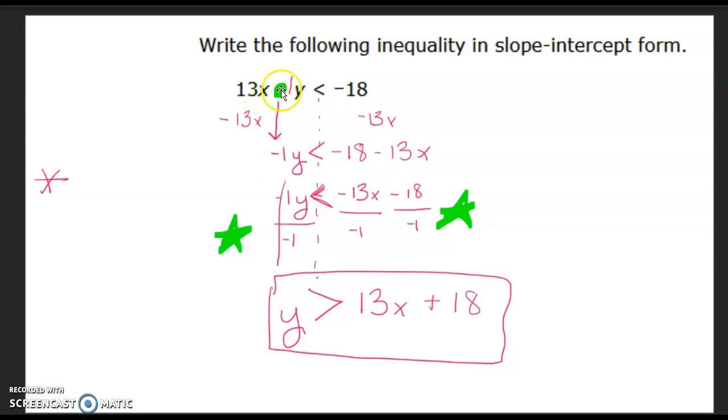And they do this with negative y's more often than you think. But if you just remember the rule, if you're multiplying or dividing by a negative number, you have to flip the symbol. So, you could think about that at the very beginning. If you have a negative y, you're probably flipping the symbol.